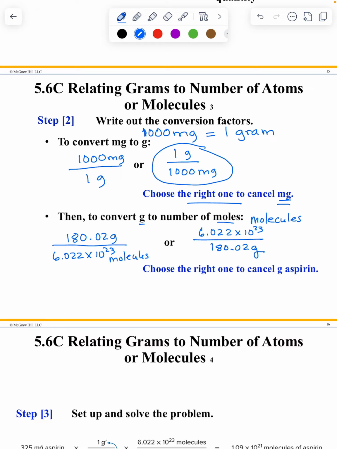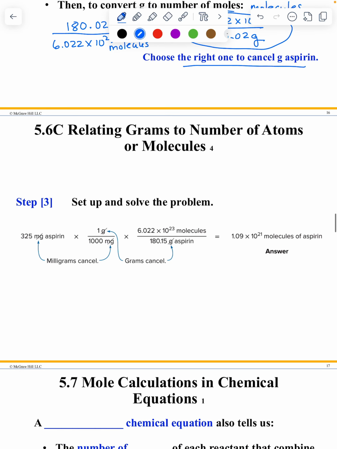And then the setup for the problem. You have your given amount, 325 milligrams. We have our first conversion factor that allows us to cancel milligrams so that we end up with grams. And then we have our second conversion factor which allows us to cancel grams and finally end with molecules. So our final answer here is 1.09 times 10 to the 21st molecules of aspirin.